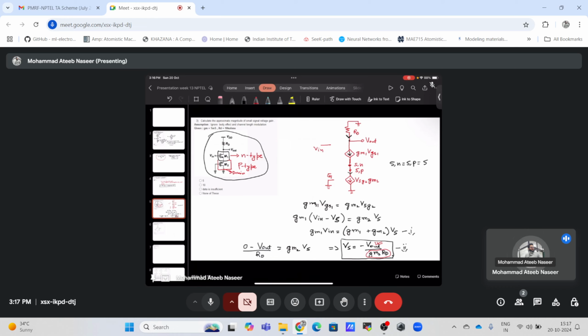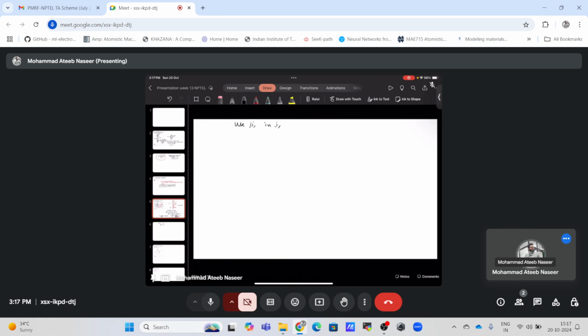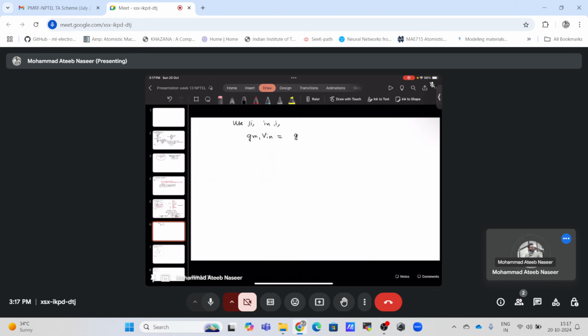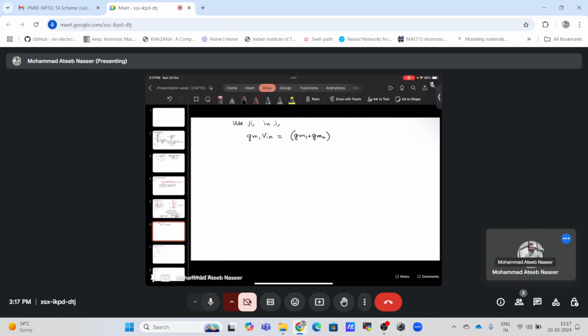So we will use equation 2 in 1. Okay, so it will become gm1 Vin is simply equal to gm1 plus gm2 times minus Vout by gm2 RD.